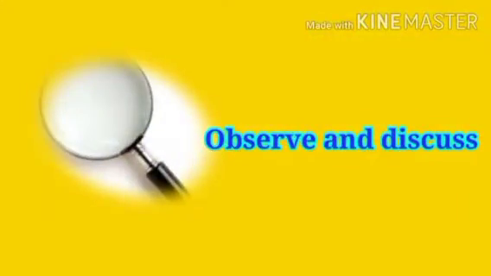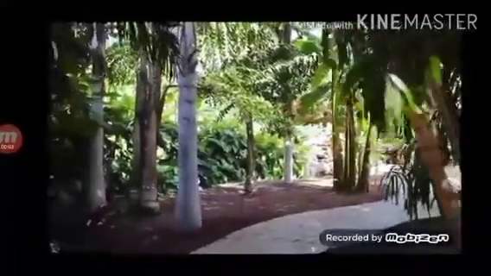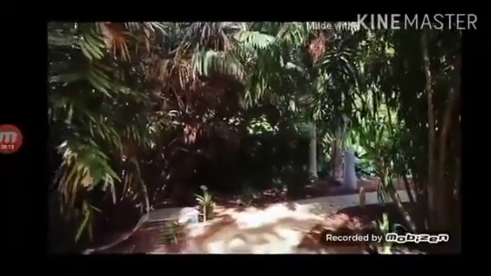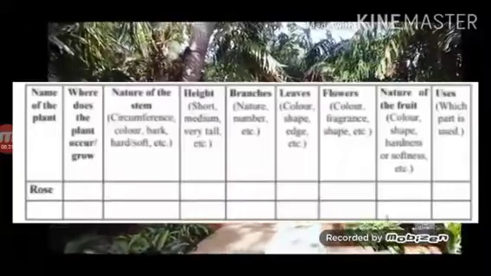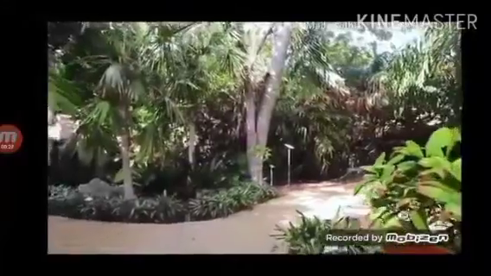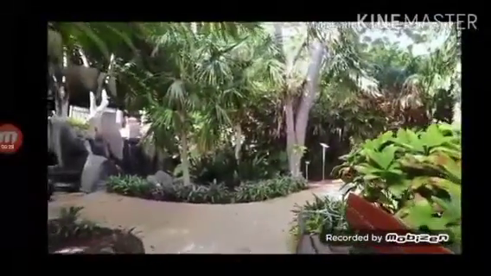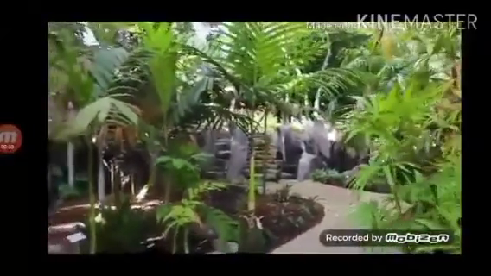Observe and discuss. Take a round through a garden or in your surroundings and list the plants that you see. Draw their pictures as well. Draw a table as shown below and complete it on the basis of the information you gather, and discuss it with your friends or parents. We can easily notice the differences in the shapes and height of the plants in our surroundings. It is easy to classify the plants on the basis of these observations.